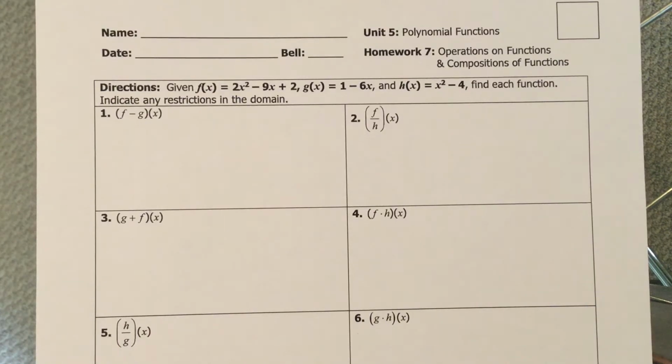Homework 7 is operations on functions and compositions of functions. So operations mean add, subtract, multiply, and divide. You can do that with just about any function that you've got. So let's take a look at number 1.